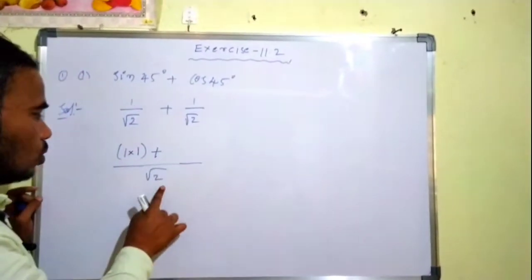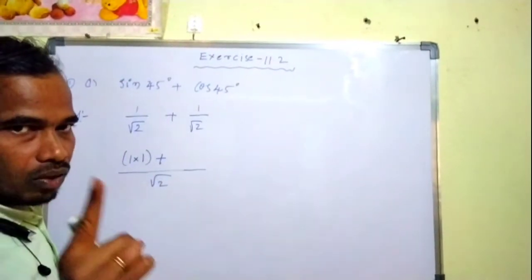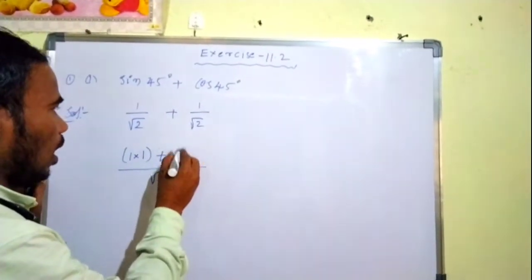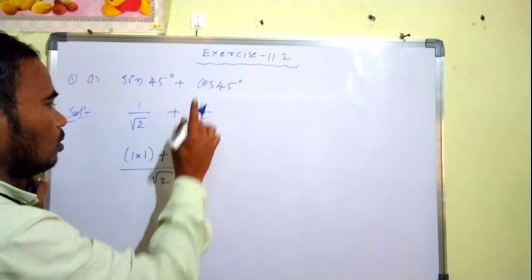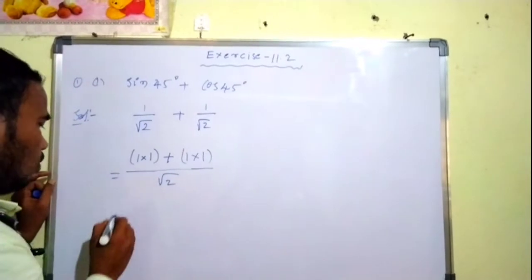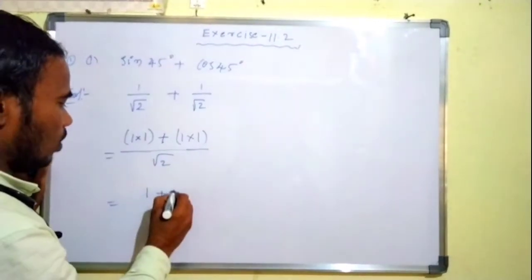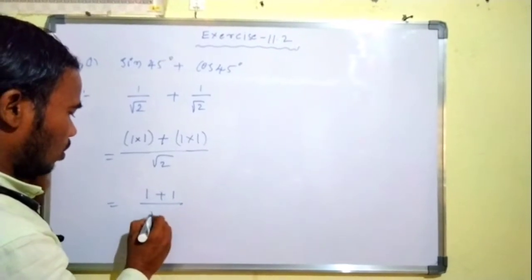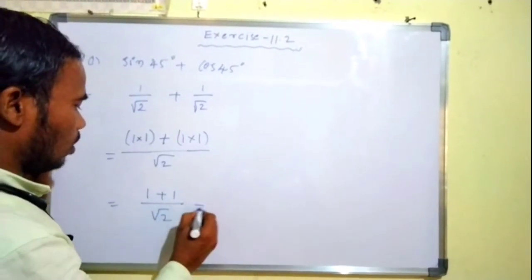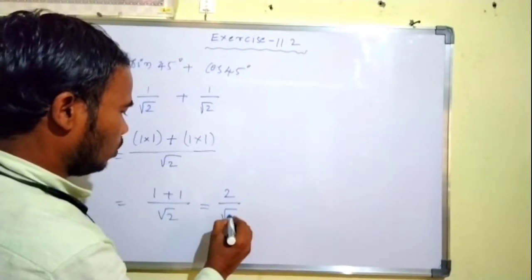And plus, this root 2 divided by this root 2, how much are we getting? Quotient 1. So 1, and here in the numerator, what is that? Here also 1 is there, 1 into 1. So finally 1 into 1 is equal to 1, plus here also 1 into 1, 1. Here the denominator is root 2. So 1 plus 1 is equal to 2 by root 2.